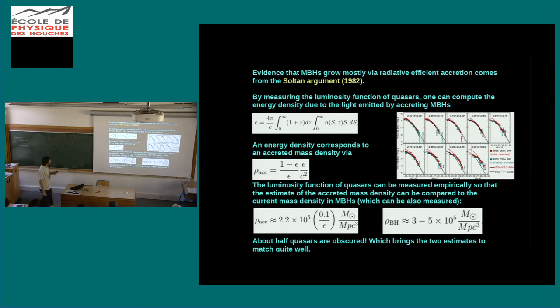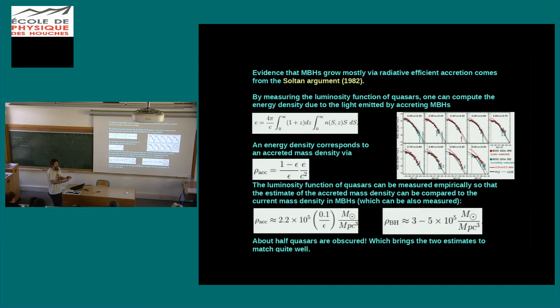Essentially, we have measurements of the luminosity function of quasars. We can measure how many quasars are emitting at a given magnitude or a given luminosity, at any redshift. So we know the number density of quasars as a function of luminosity. We can integrate this number density function over redshift, taking into account the redshifting of photons, with 4 pi over c as just a conversion factor, to get the energy density per cubic megaparsec that has been emitted along cosmic history via accretion, from the luminosity function of quasars that you observe.